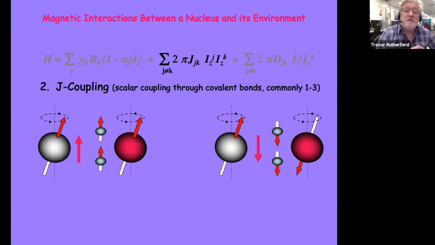Okay, the second of these effects is so-called J-coupling. This is an effect where what we see is a local field that is produced by the bonding electrons, but it's affected by the coupling of the electrons to the neighboring nuclei. In other words, what we can see is something that is transmitted through electrons that are in covalent bonds. So this effect is always transmitted through covalent bonds.